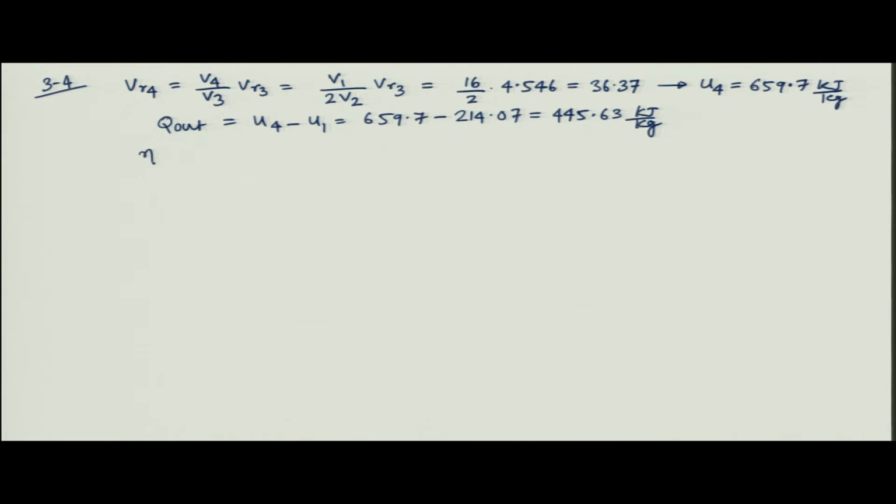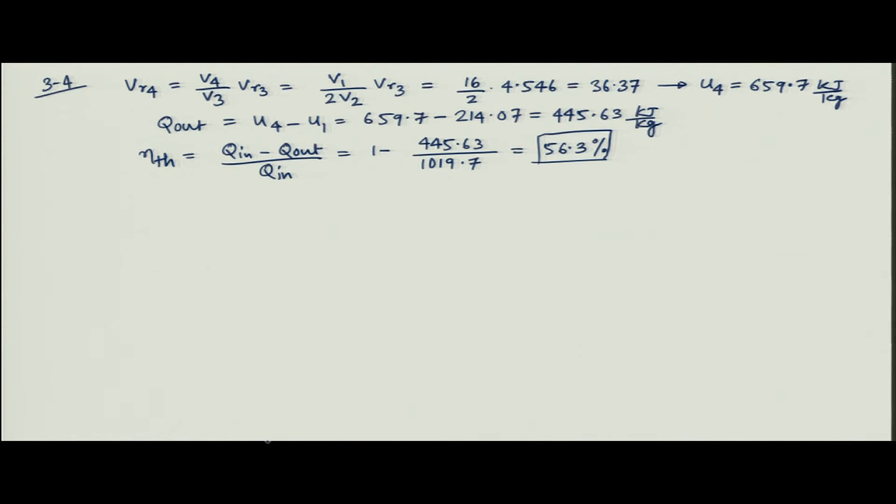Now, with this we can calculate the thermal efficiency of the cycle, which is nothing but net work output by the heat supplied. So, it will be Q in minus Q out, that is the net work output, by the amount of heat transferred during the heat addition process. Which is nothing but 1 minus Q out by Q in. So, 1 minus 445.63 and Q in was 1019.7. So, finally, you will get the efficiency of 56.3%. Okay. This is the second part.